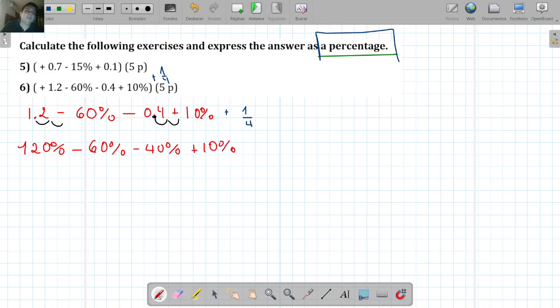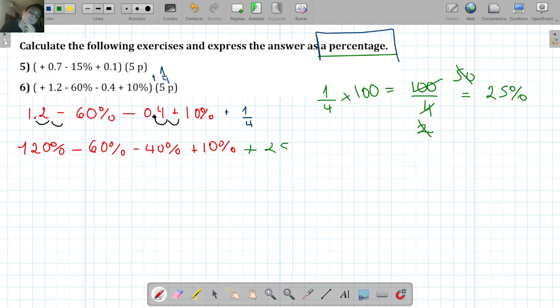And the last thing here is that we have a fraction. And remember, to make a fraction a percentage, we only multiply it by 100, which is 100 divided by 4. We can say the half is 50, and the half again is just going to be 25%. So here we have 25%.